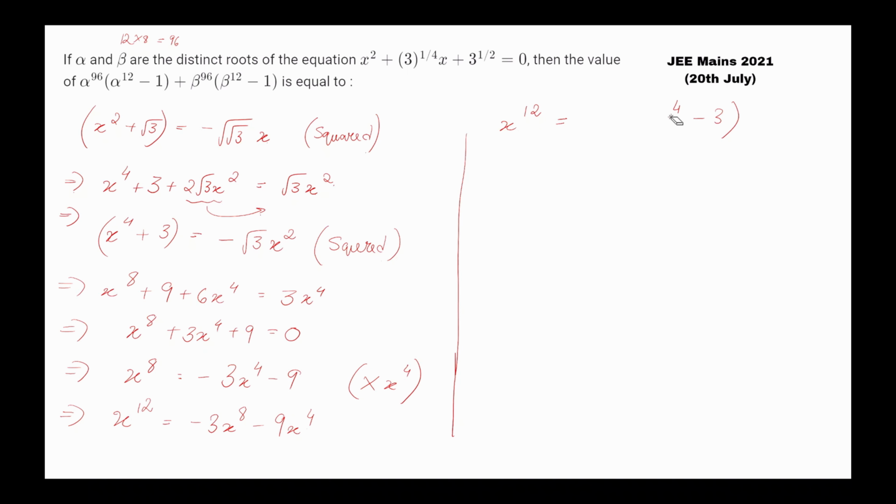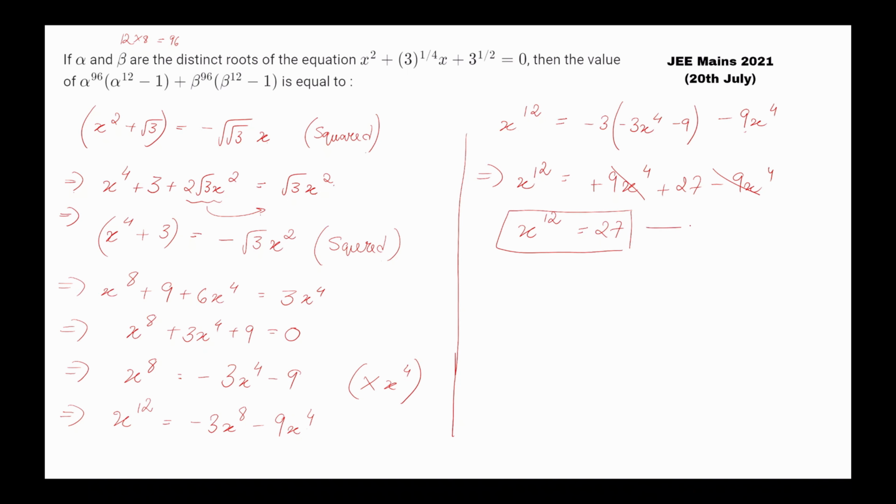Or simply what I'll do is, now that I've found out my x to the power 8 on one of the sides, I'll replace this x to the power 8 with this value that I've gotten. So minus 3 times x to the power 8 can be replaced by minus 3x to the power 4 minus 9. And here I would have minus 9x to the power 4. From here, what do I get my x to the power 12 to be equals to? This would become plus 9x to the power 4 plus 27 minus 9x to the power 4. This and this simply gets cancelled out. So what do I get? x to the power 12 is equals to 27. So this is one of the equations that I've found out.